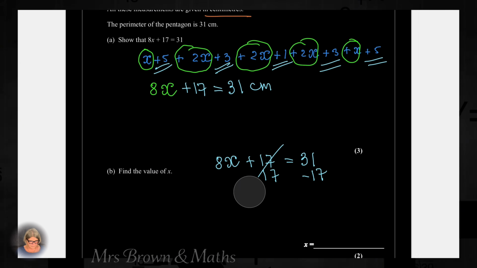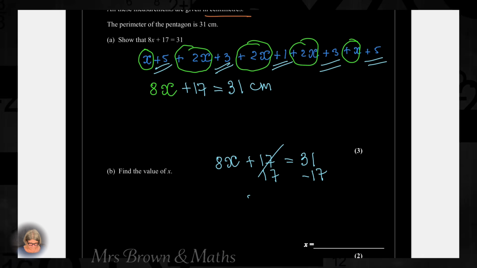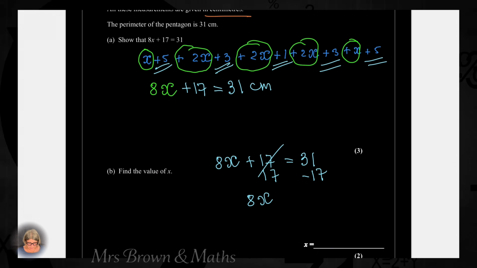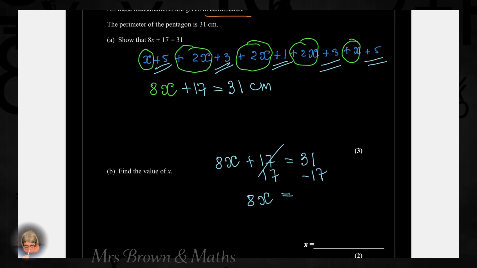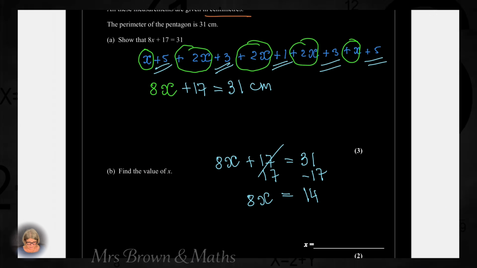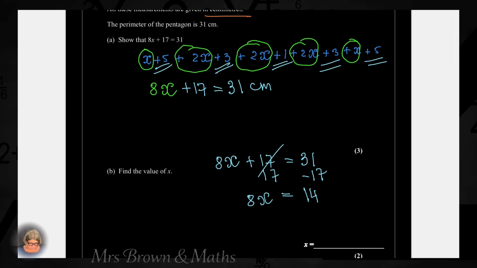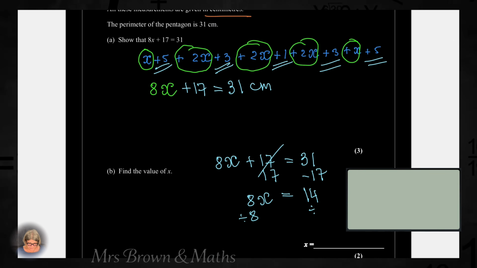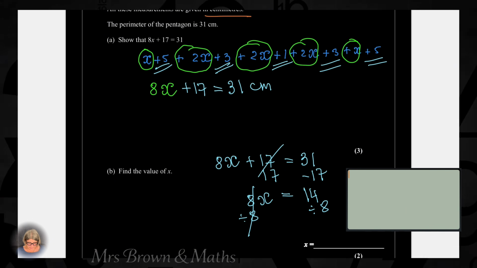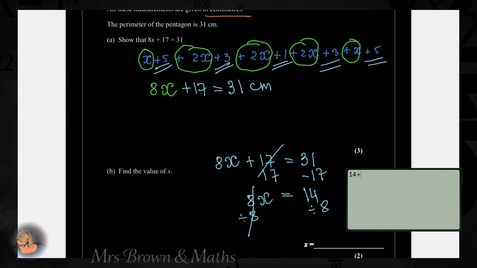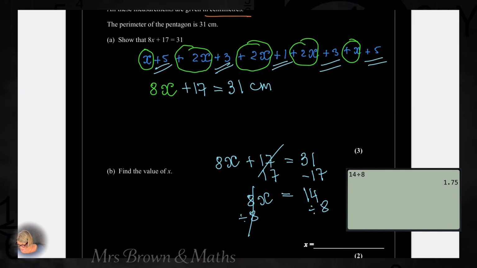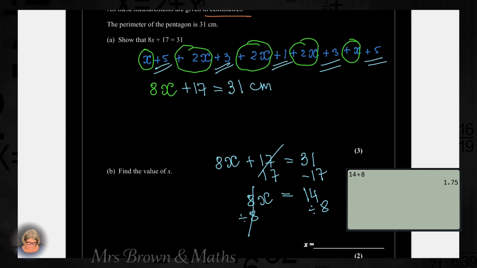8x, with the 17 cancelled, equals 31 minus 17, which is 14. Right, 8x is multiplication, so the opposite will be division, on both sides. So cancel, and x equals, you can use your calculator, 14 divided by 8 equals 1.75. That's it. 2 marks.